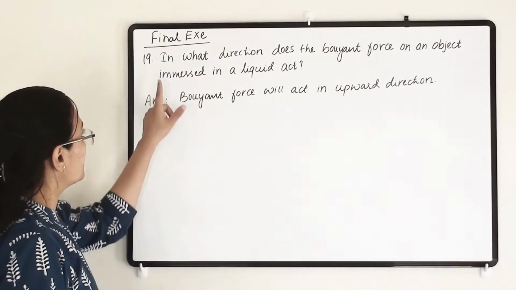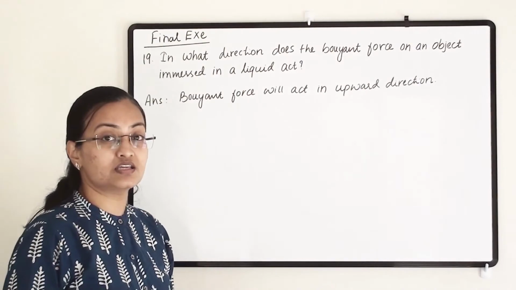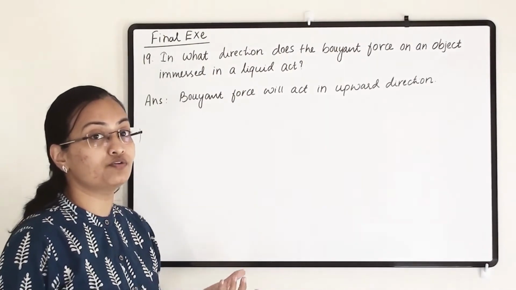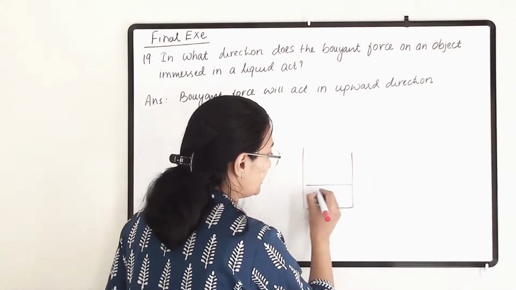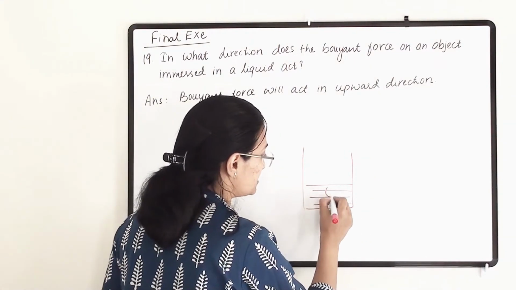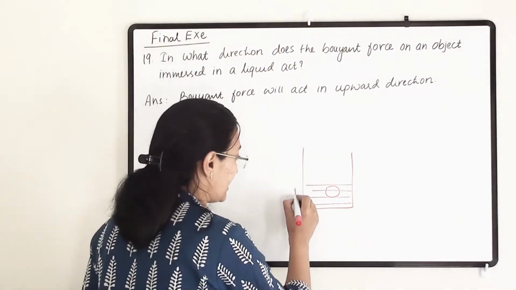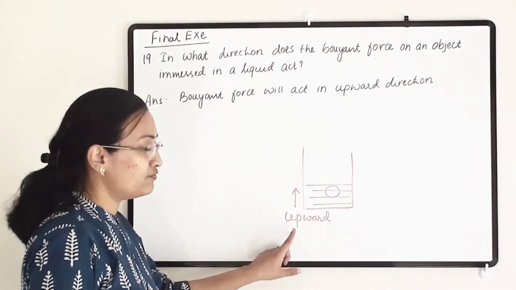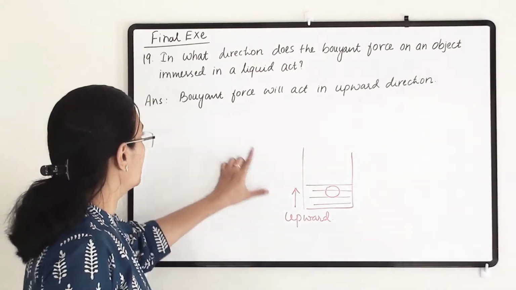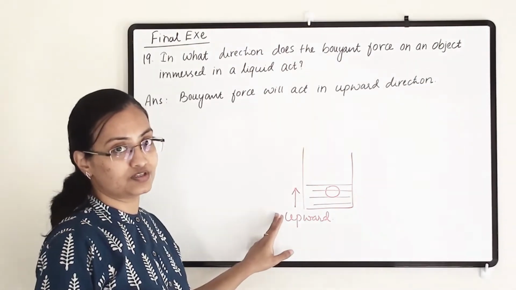19th question is, in what direction does the buoyant force on an object immersed in a liquid act? That means they are asking us in which direction the buoyant force will act. For example, this is a container, and liquid has been filled into that. This is an object which we have immersed into the liquid. So buoyant force will act upward. So buoyant force direction is upward. So buoyant force will act in upward direction on the object.